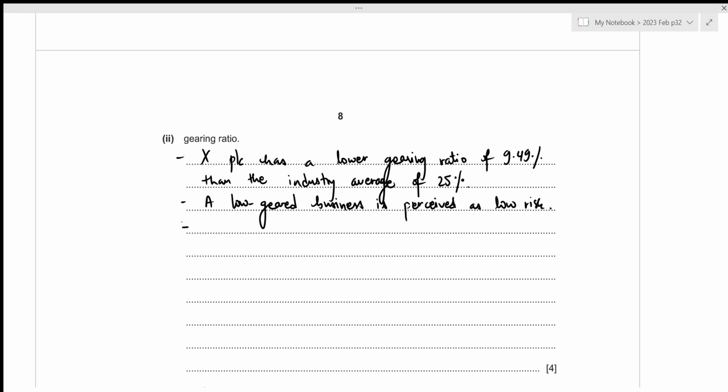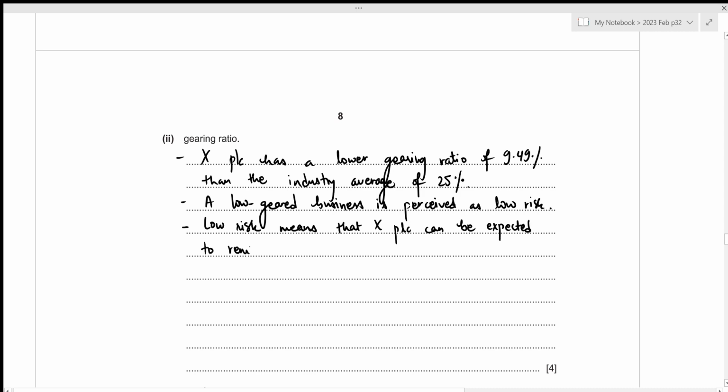So this just means that the variation in their return to the shareholders is not much, which means that the investors can expect the same amount of return in the future years as well. Let's write it down. Low risk means that XPLC can be expected to remain in the business.